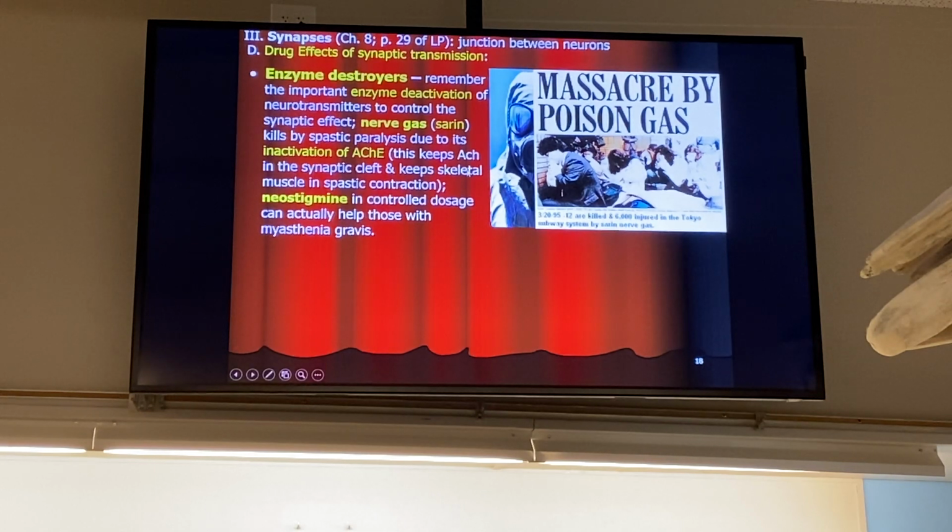So that's what it is here. It keeps acetylcholine in the synaptic cleft. Keeps skeletal muscle in spastic contraction. You can't exhale. You still die of suffocation.